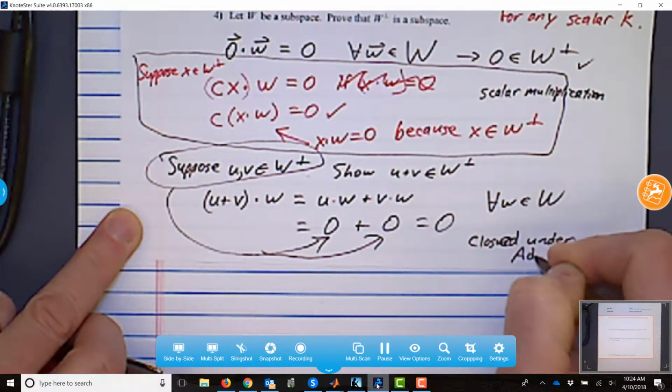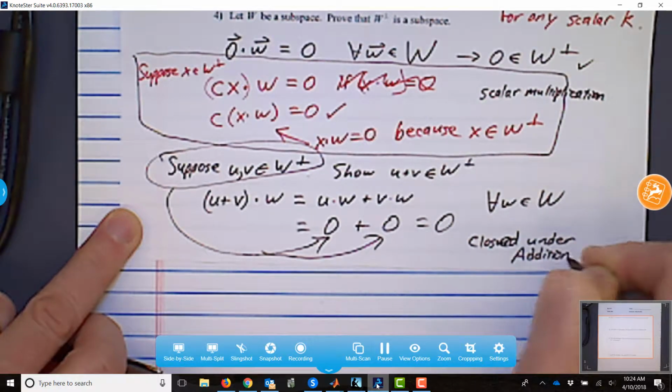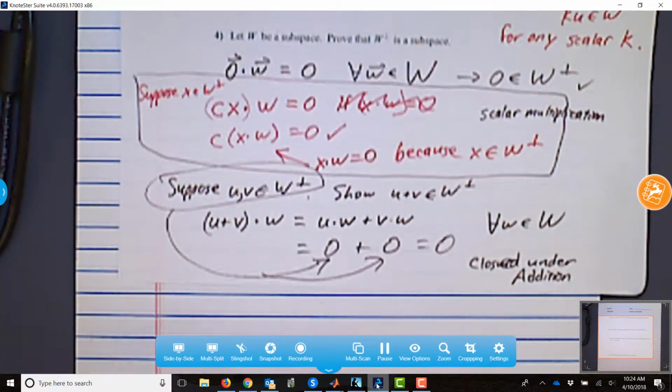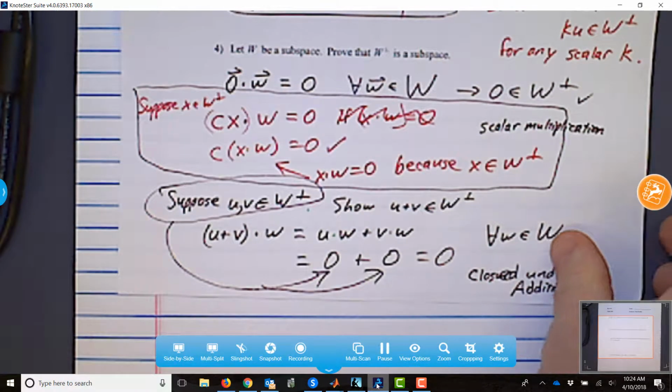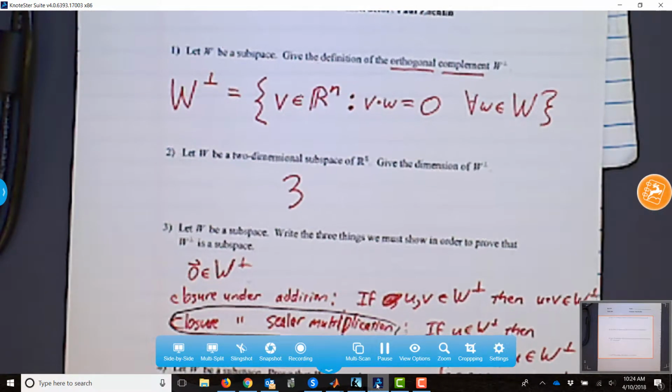And so all this work shows that if you have a subspace W, there's another kind of automatic subspace that comes with it, W perp. Okay? And it's called, again, the orthogonal complement, W perp.